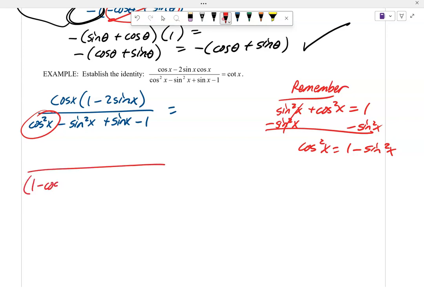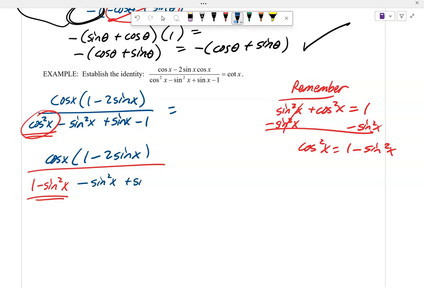Cosine squared gets replaced with 1 minus sine squared, because sine squared plus cosine squared is 1. Okay, let's see what we got now. So I'm going to make a replacement so I have all sines on the bottom. So I have 1 minus sine squared. That's my cosine squared. And then I have a minus sine squared on the bottom, plus a sine, and then minus 1.